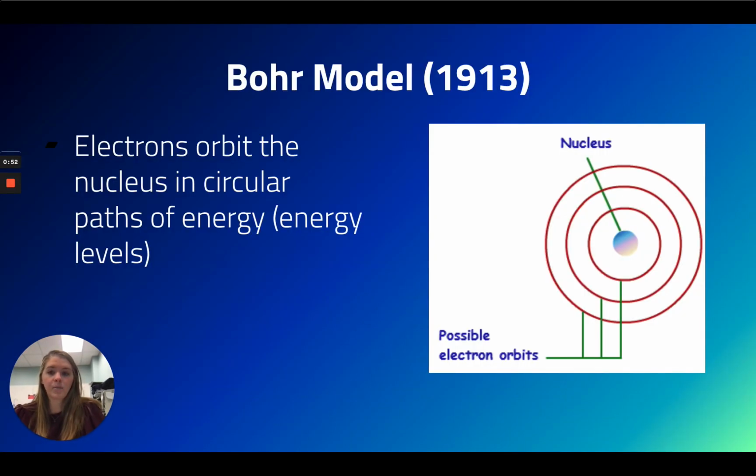This brings us to the Bohr model, which you've already learned about in some way. We called it the orbital diagram before. So the Bohr model is that electrons orbit the nucleus in circular paths of energy, which are called energy levels. So they orbit the nucleus in what we call orbits.